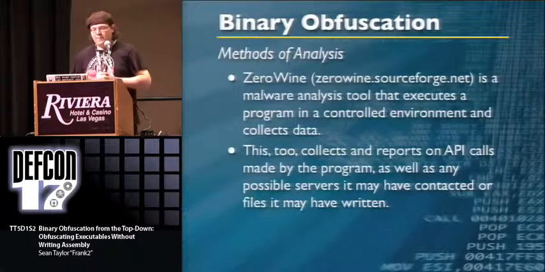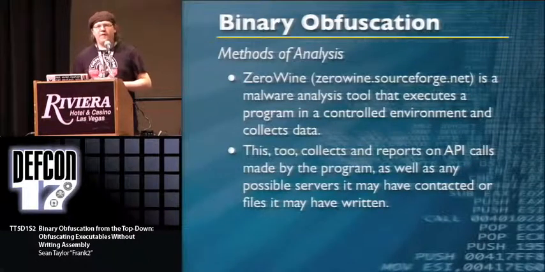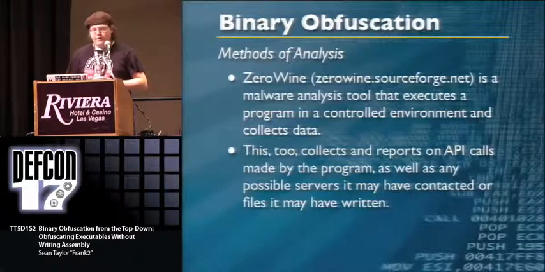ZeroWine is a malware analysis tool that sounds exactly like what it is. It runs in Wine, and it runs your program. Then it does a bunch of analysis on the binary as it executes, and then it gives you a whole report. And this also shows you a bunch of API calls that are made with the program. So it also figures out what files it wrote to the hard drive and things like that.